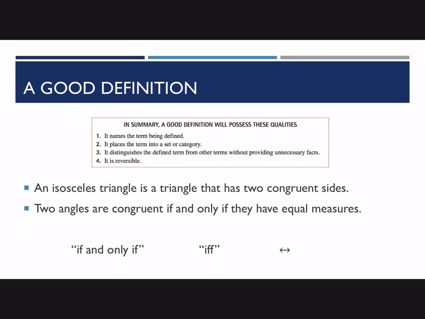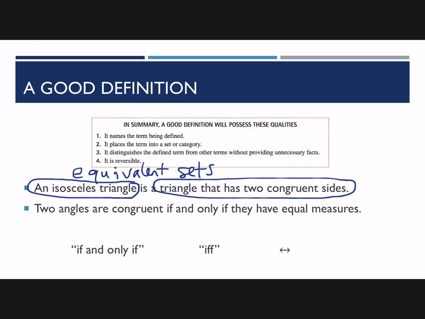Your textbook talks about equivalent sets, right? So we have two statements in a definition, and the two statements must refer to equivalent sets. For an example, here's the definition of an isosceles triangle: it is a triangle that has two congruent sides. If you think of the set of isosceles triangles and the set of triangles that have two congruent sides, we want those to be the exact same thing for this definition. And that is the case.